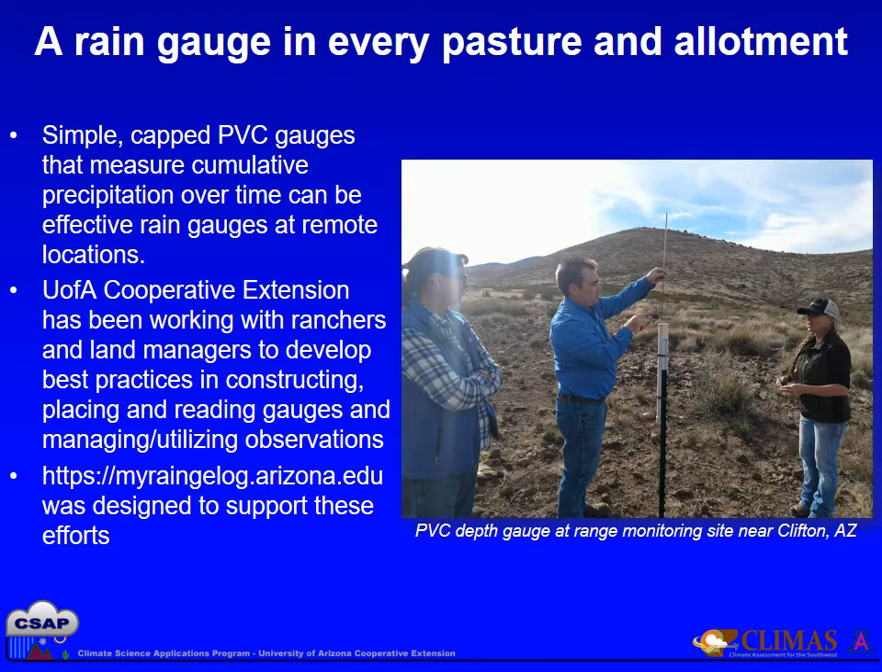Cumulative precipitation observations can be collected at any time interval, and gauges are often read during annual vegetation monitoring events at key sites. University of Arizona Cooperative Extension has been working with ranchers and land managers to develop best practices in constructing, placing, and reading rain gauges, and managing and utilizing these observations. myRAINge log was co-developed with these partners and designed specifically to support the collection, management, and interpretation of cumulative precipitation observations at remote sites.